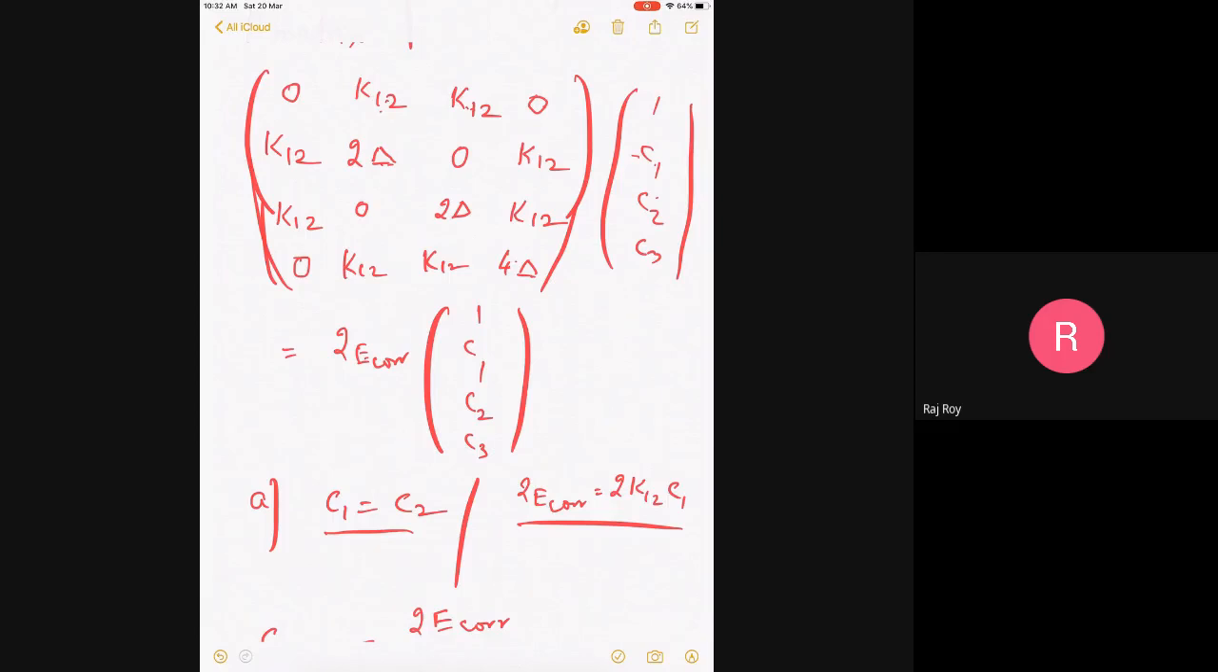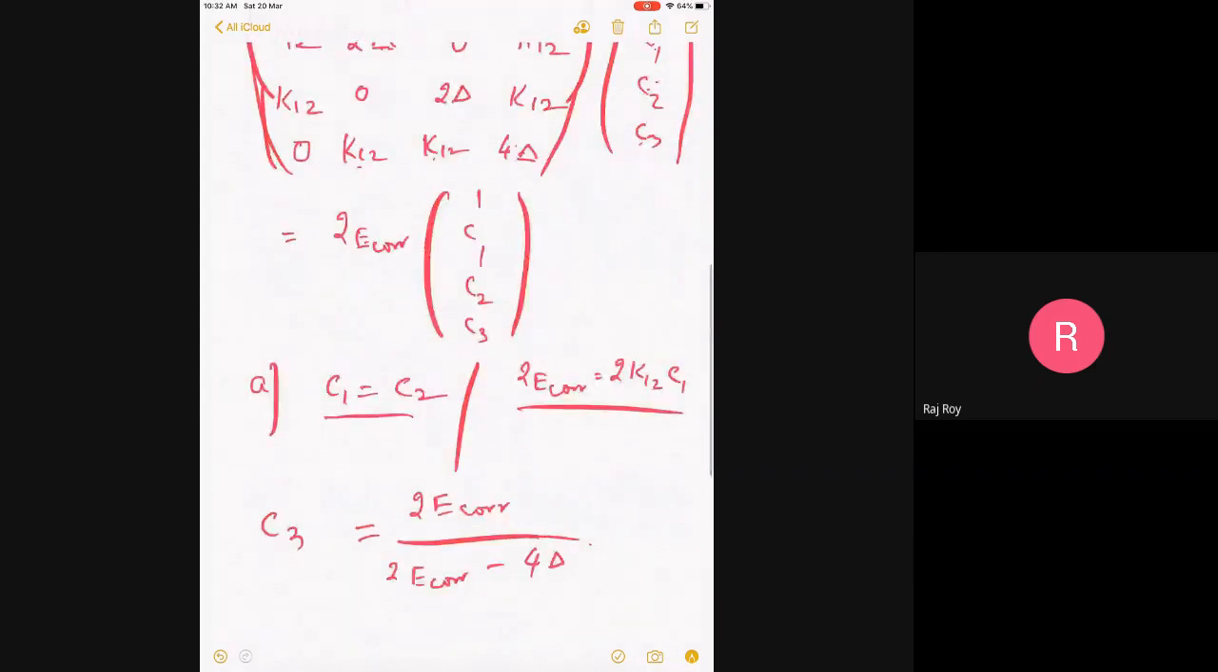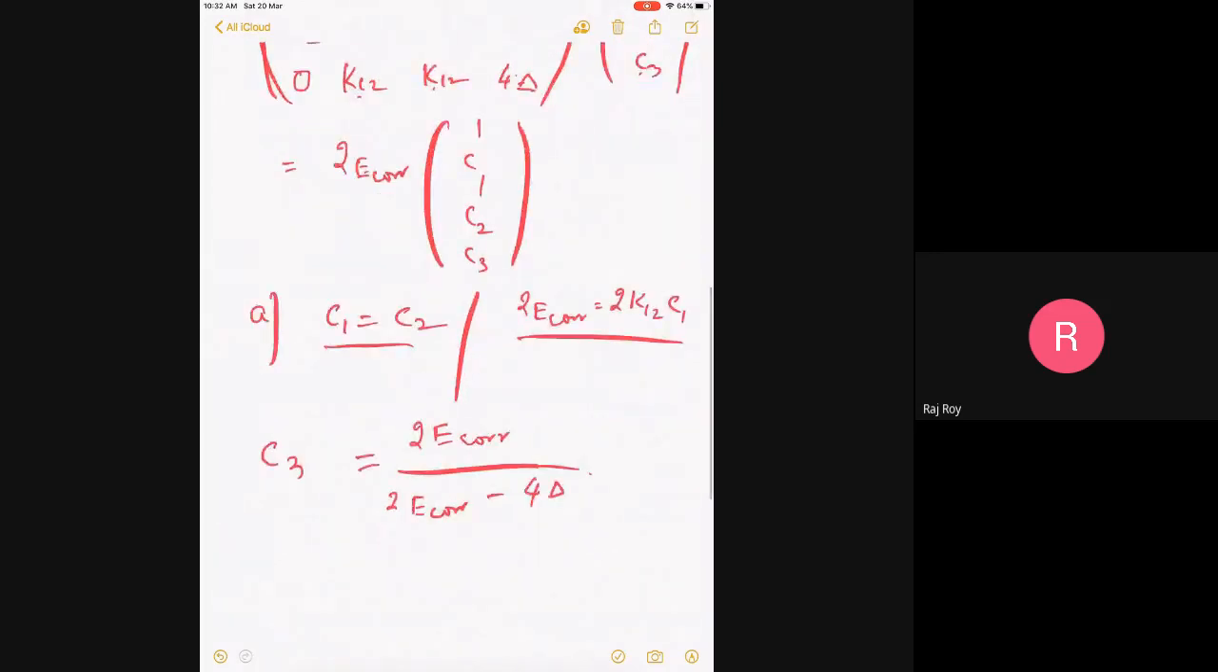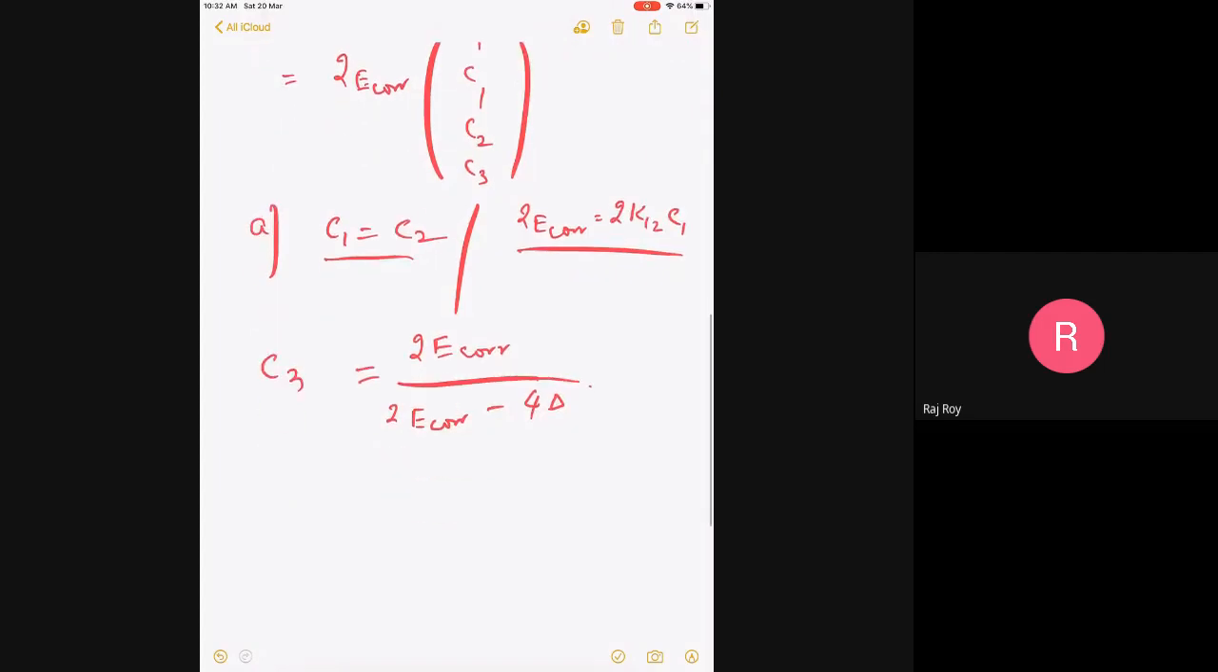This into C3 equal to 0, K1 to C1, K1 to C2 plus 4 delta C3. And you have K1 to C1 as twice E correlation. So you can write down E correlation twice and quickly get to this expression. Okay, so that twice it will come. So this is for the dimer. Okay, this is not 2. This is superscript 2.